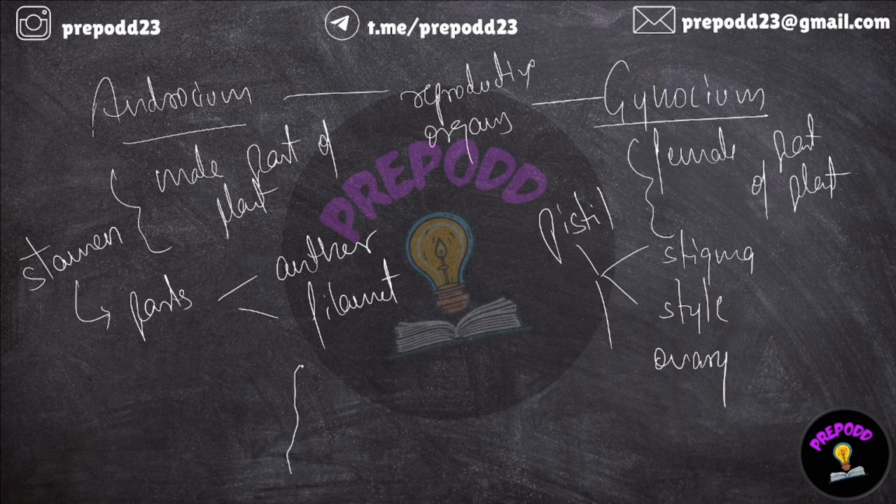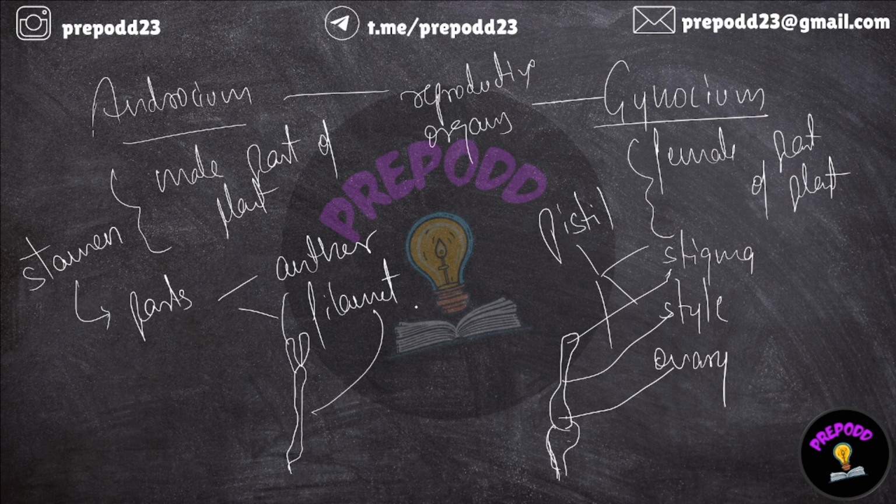Okay, so basically this is the structure of your stamen and this is the structure of your pistil. So this is your stigma, this is your style and this is your ovary. Okay, no, this is your ovary and this is your, no, yeah, it was correct, this is your ovary and this is your anther and this is your filament.